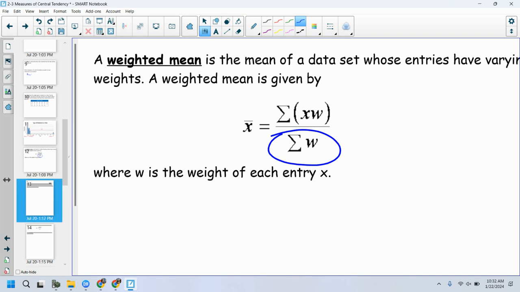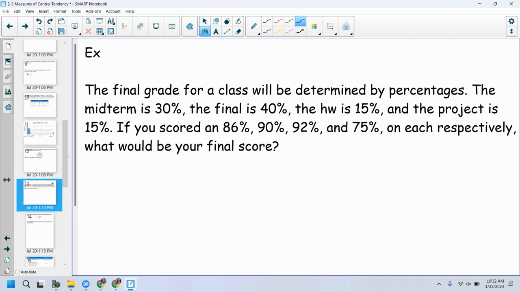All right, let's do that. The final grade for a class will be determined by the percentages. The midterm is 30%, the final is 40%, the homework is 15%, and the project is 15%. If you scored an 86, 90, 92, and 75, each respectively out of those, what would be your final score?